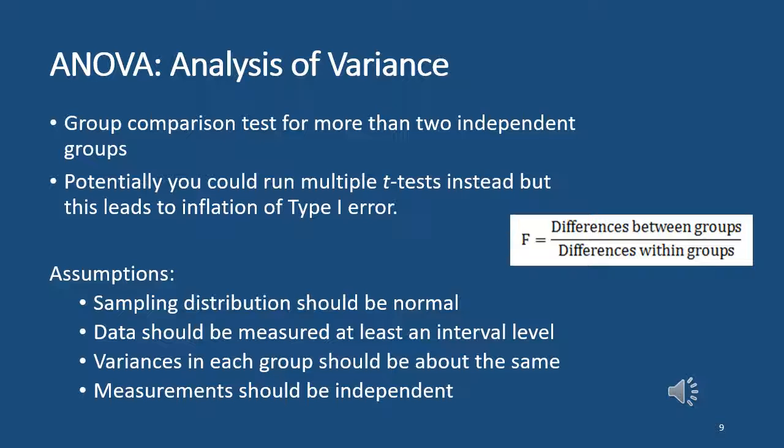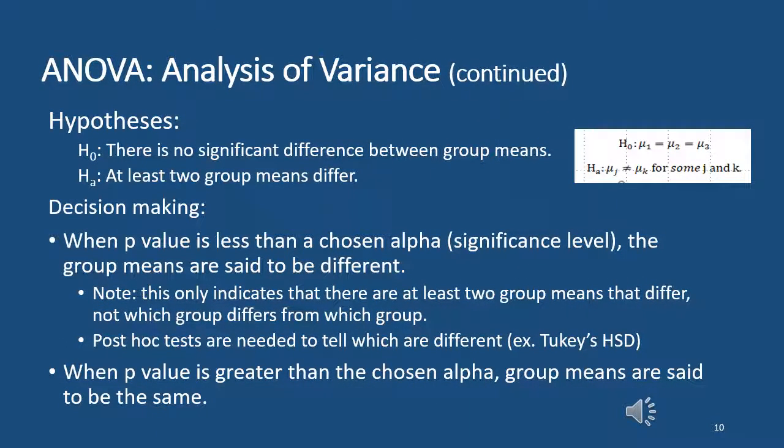The assumptions here are that the sampling distribution should be normal. The data should be measured at least at interval level. Variances in each group should be about the same, and measurements should be independent. So for the ANOVA, the analysis of variance, the hypotheses would be: your null hypothesis is that there is no significant difference between group means, and your alternative is that at least 2 group means will differ.